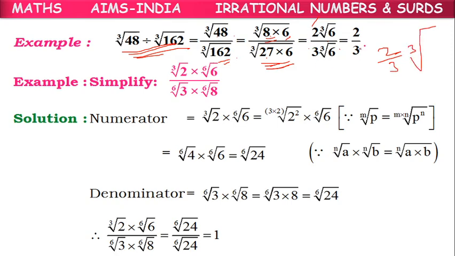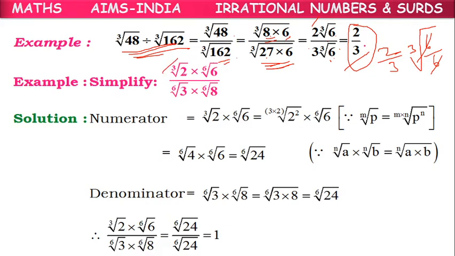Both are under the cube root, so we can write them under the same root. Cube root of 6 by 6. So cancel. Cube root of 1 is 1 only. So the answer is 2 by 3.